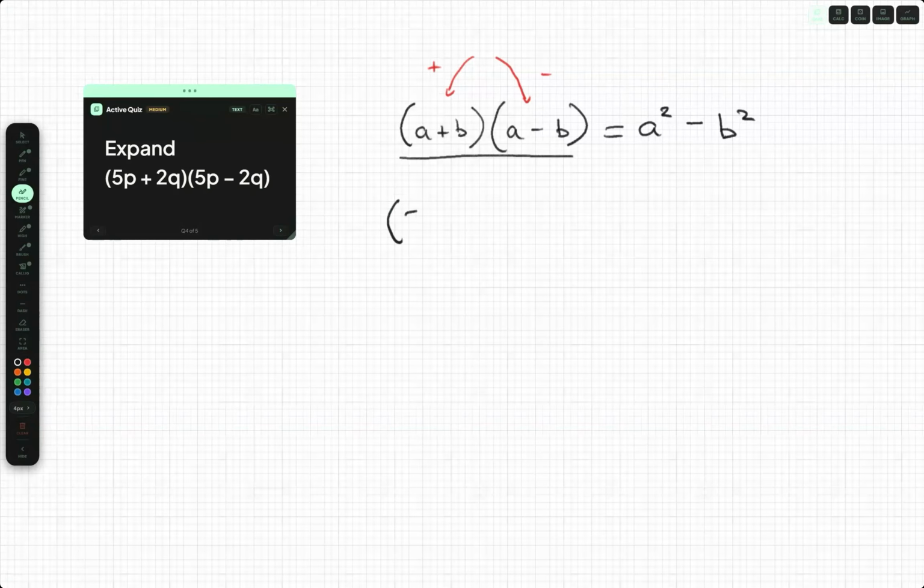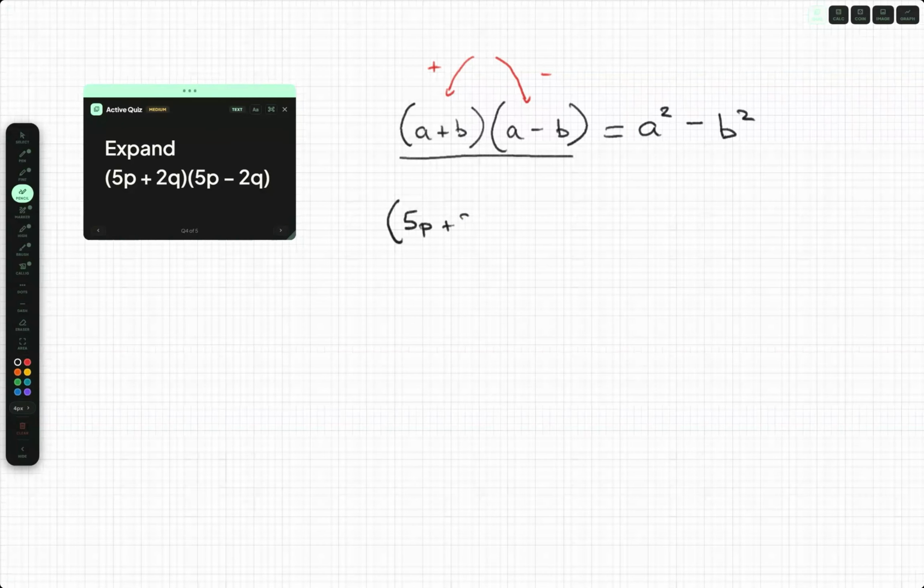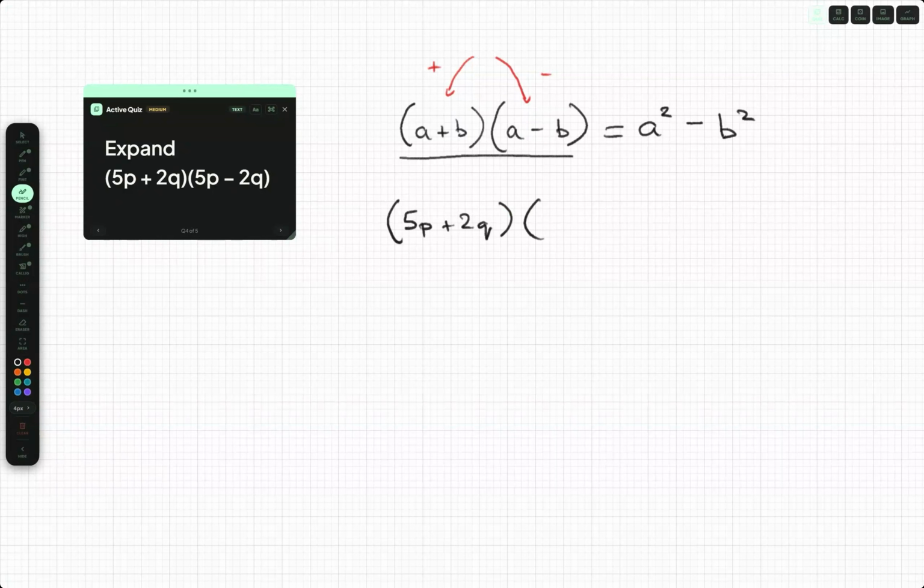Okay, next one, 5p plus 2q multiplied by 5p minus 2q. Again, we're going to put the first term, 5p, we're going to square that, minus the second term, 2q, and we're going to square that. 5 times 5 is 25, p to the power of 2, and there's just p squared, minus 2 times 2 is 4q squared.